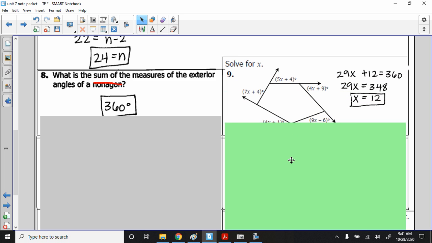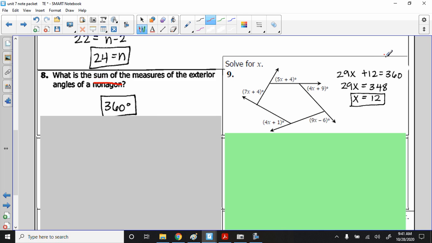Okay, number 9, solve for x. So these are exterior angles. They always add up to 360. Look, there's me saying they add up to 360. I combined all those x's and got 29x. Combined those negatives and positive numbers and got 12. Now I just subtract 12, then divide by 29, done. If it's exterior, and these are exterior, make it equal to 360. So there's exterior sum for 8 and 9.